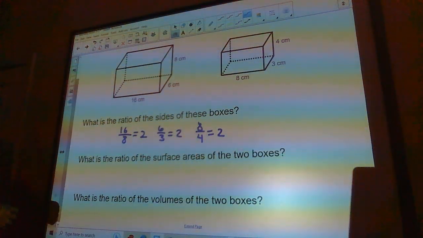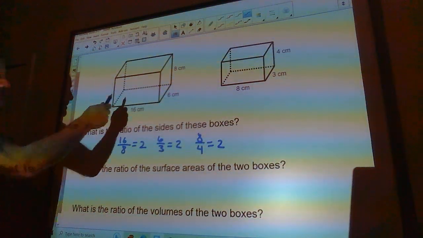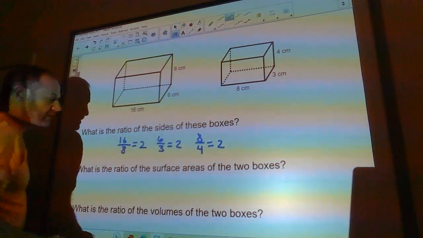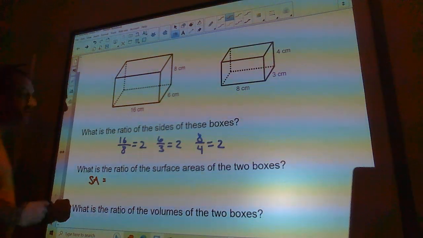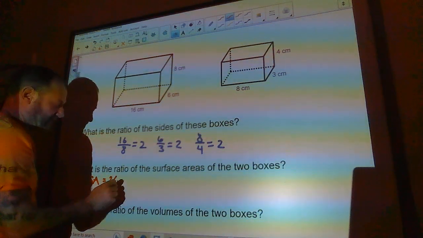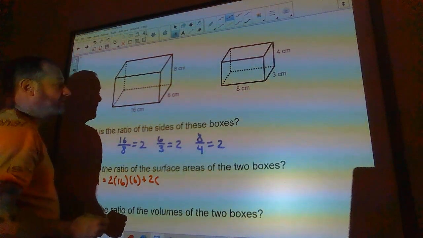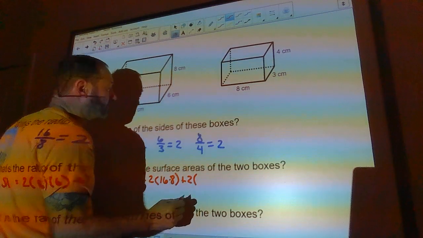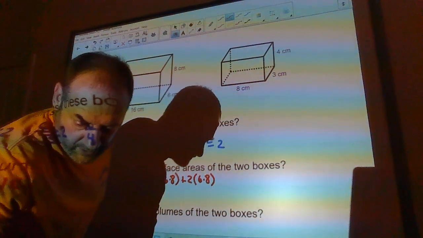So now the question is, what is the ratio of the surface areas of the two boxes? Well, you might say, hey, it's twice as big because this box is twice as big. But let's actually calculate the surface areas of the box. So the bigger box has a surface area, let's see, it's going to be 2 times 16 times 6 plus 2 times 16 times 8 plus 2 times 6 times 8. Okay, so what does that come out to be?